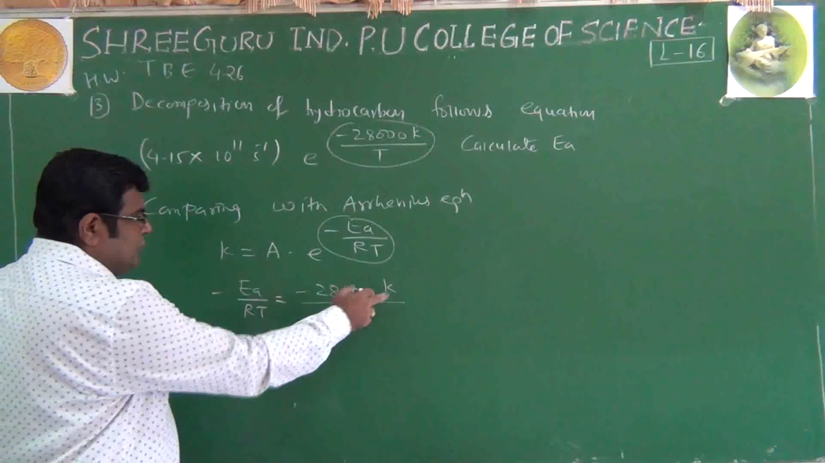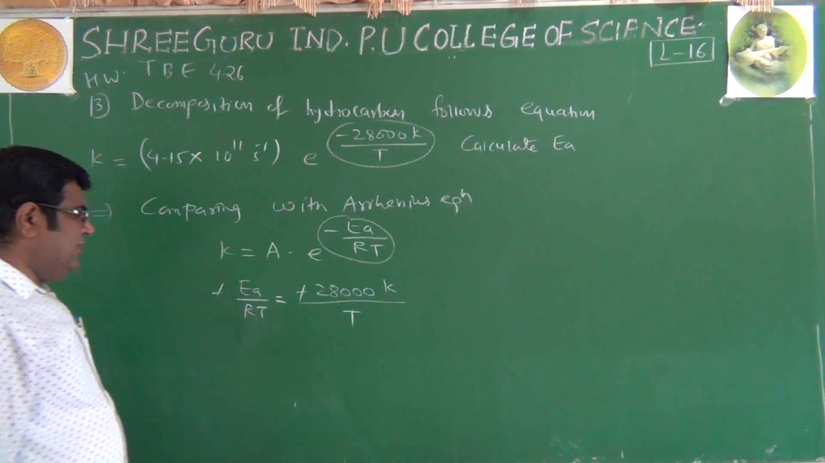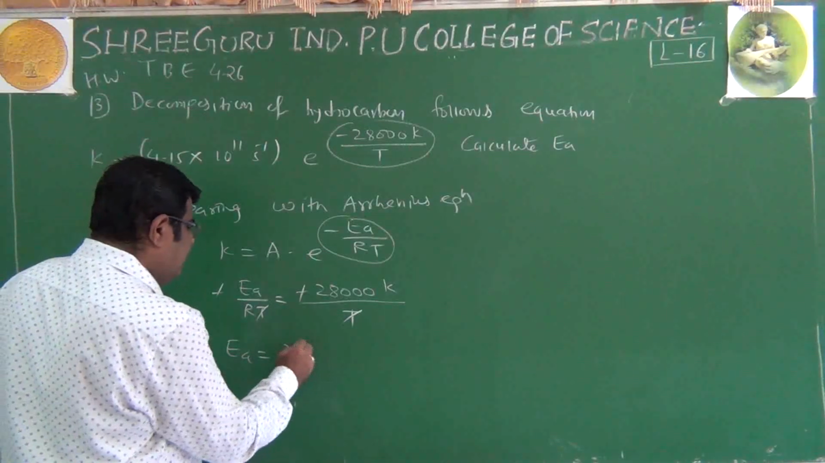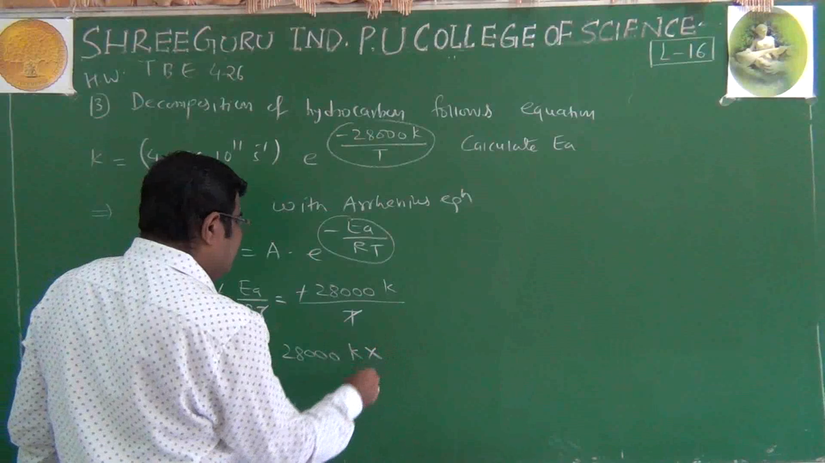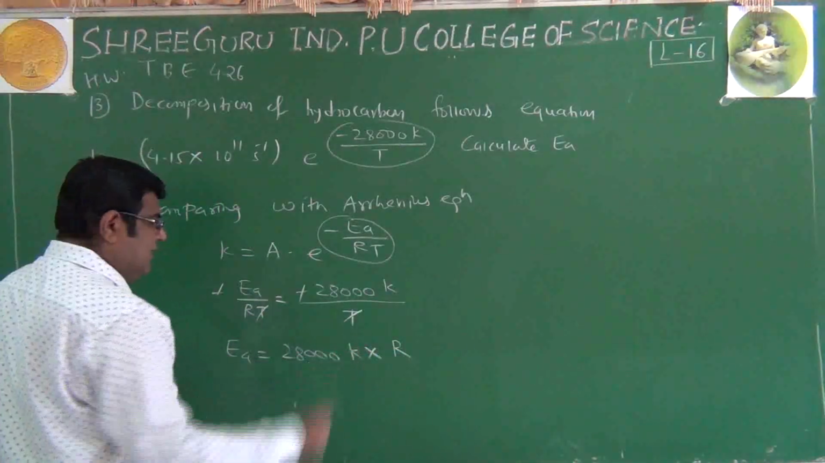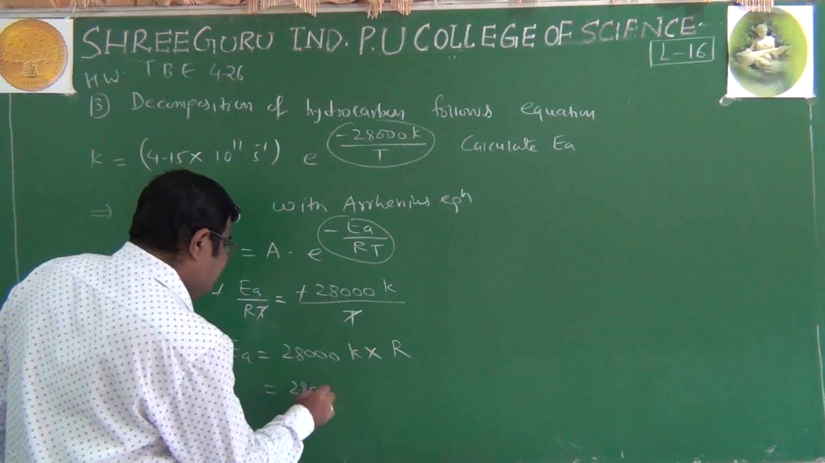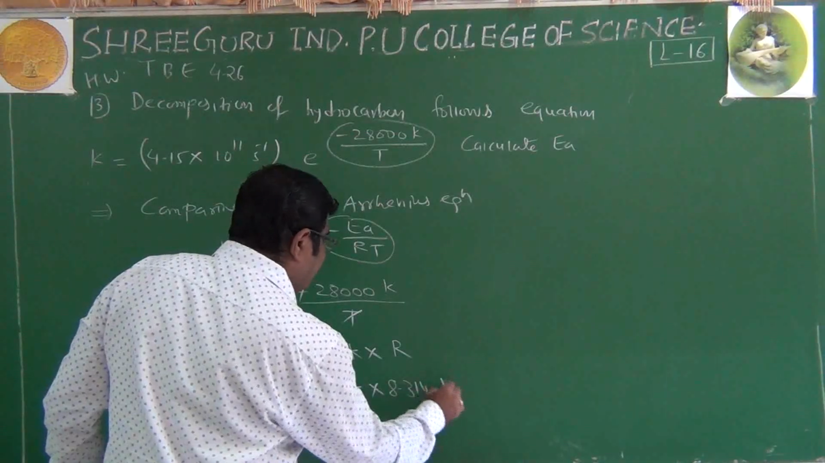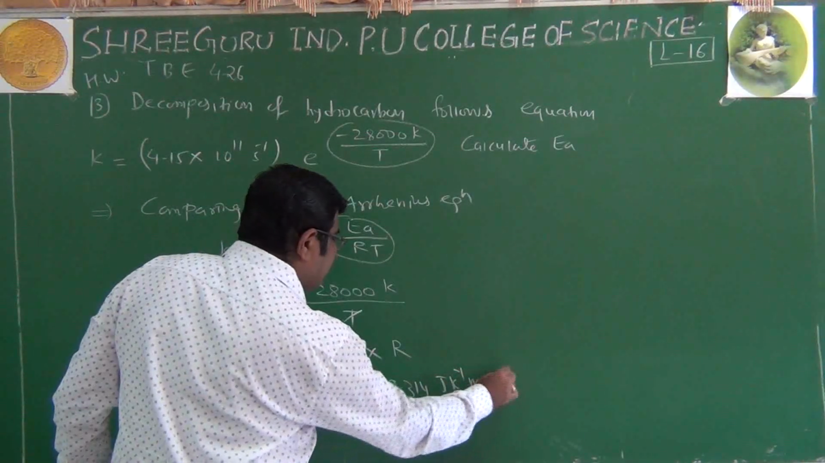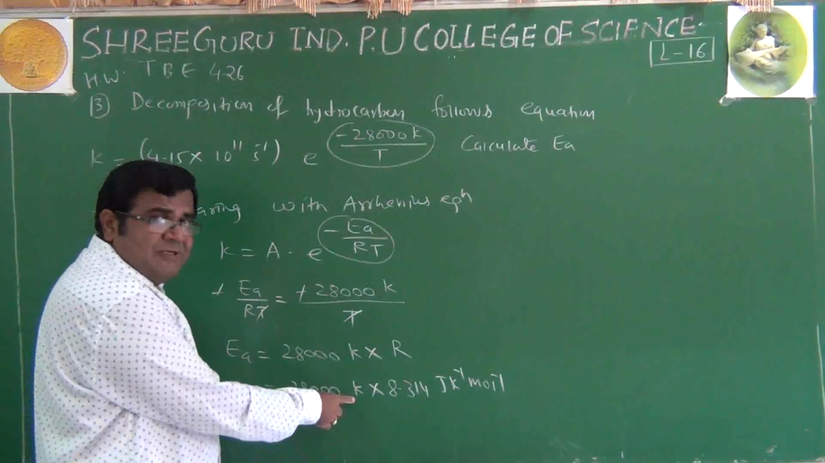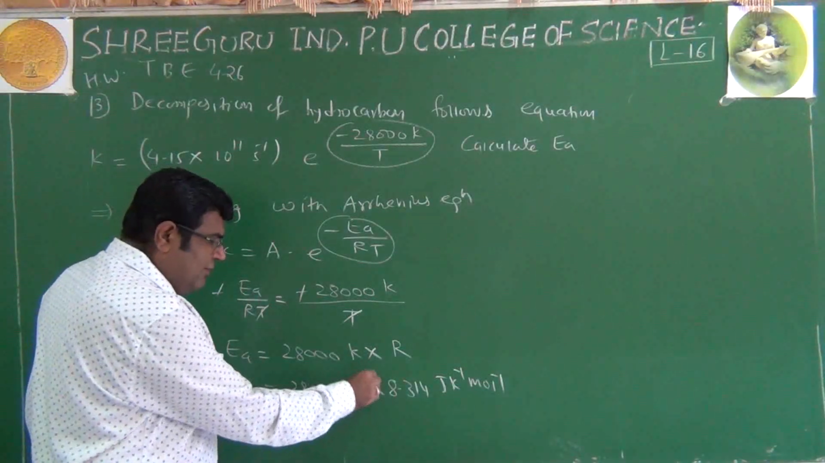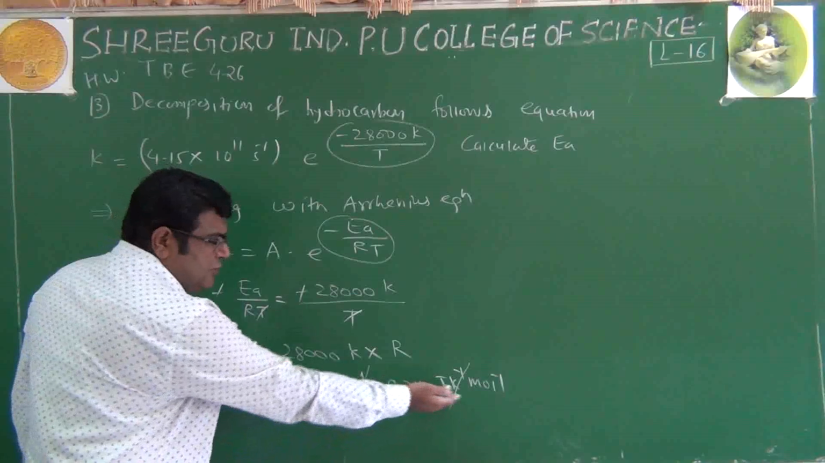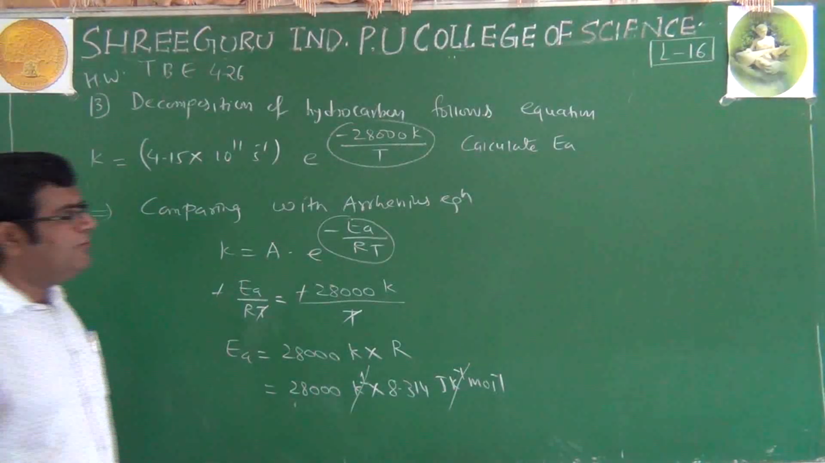We'll see why this K is important here. We'll just cancel the negative sign, and this T and this T, and we can write EA is equal to 28,000 K multiplied by the gas constant, 8.314 joules per Kelvin per mole. Now you can understand why this K is given in the question. K raised to 1, nothing is written, means 1, and K raised to minus 1 we can cancel, and only joules per mole remain, which is the unit of activation energy.